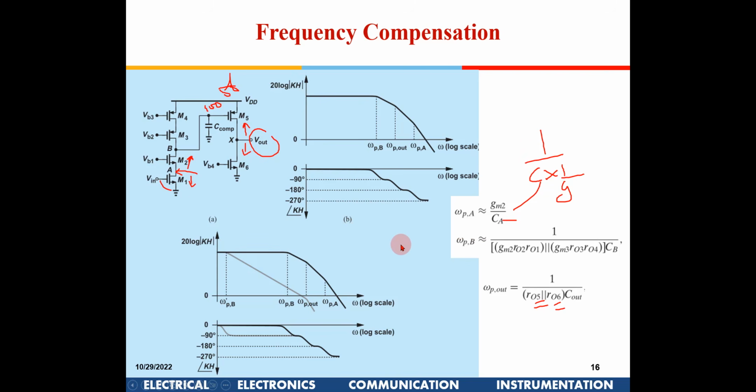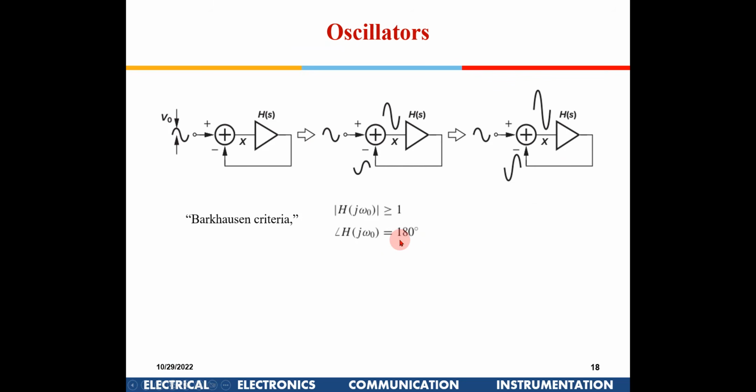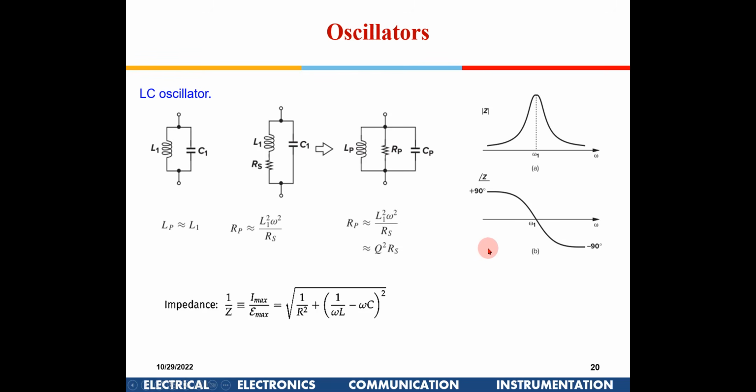So even noise can be called a sum of many cosines of various frequencies. From there, that particular frequency of interest will be picked up and amplified, and it will start oscillating from there. Okay, so this is one oscillator. The second type of oscillators are LC oscillators.